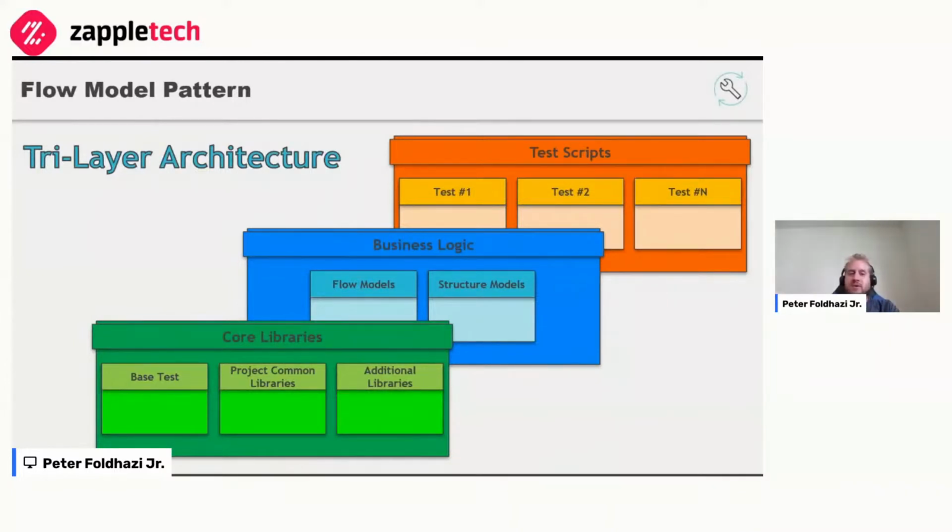Okay, so next up, where do you put these flow models? I'm showing you a tri-layer model where you have your test scripts on the top layer, your app independent libraries on the bottom, and in between you have your business logic, basically all the application dependent libraries. That's where you are going to have your flow models and your page models as well. I call them structure models here just to distinguish them from page models, but they are basically still page models without all the user actions and user flows.